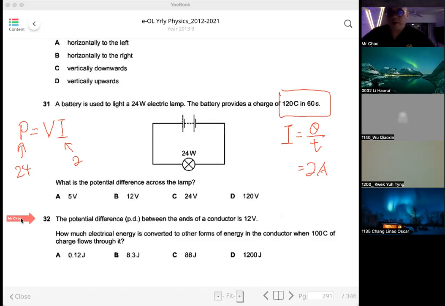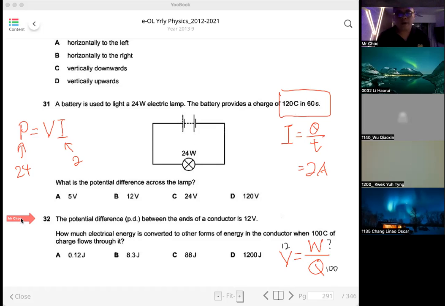Okay, Yiting correct, Oscar correct, Ryan correct. So for 32, what is the formula you need? For question 32, the formula you need is V is equal to work done over charge. So you just need to fill in. In this case, the potential difference is 12. The charge is 100. Can you find the W?